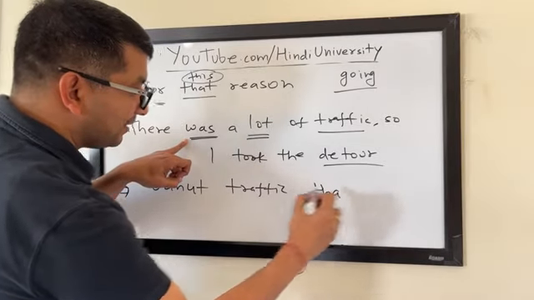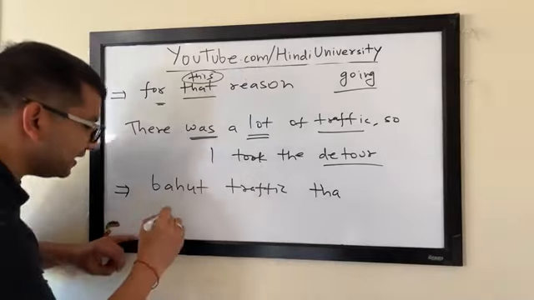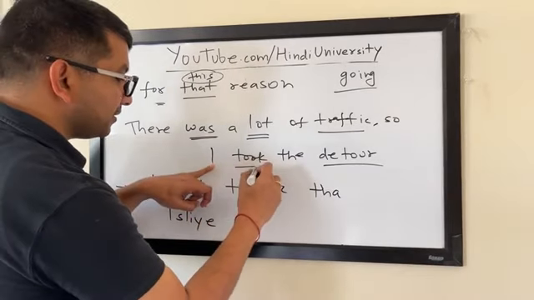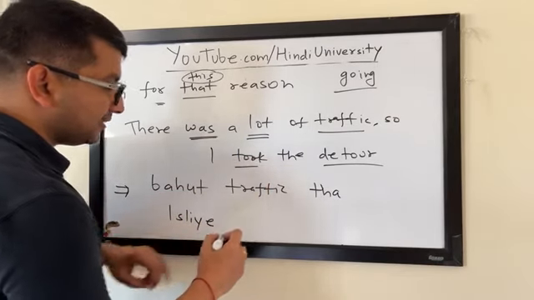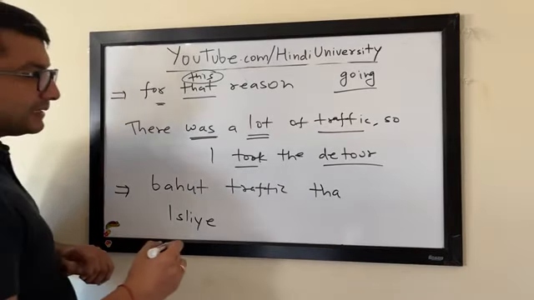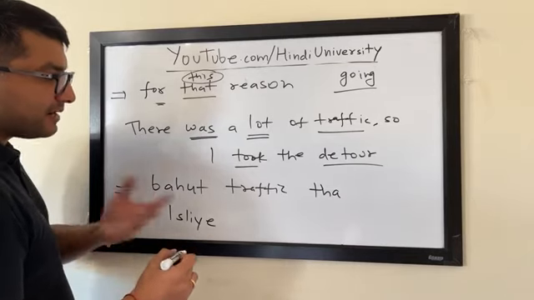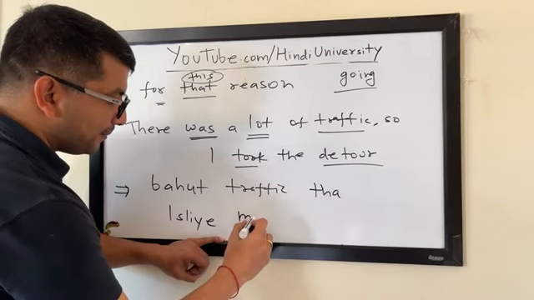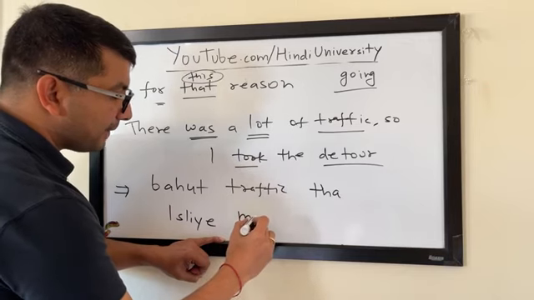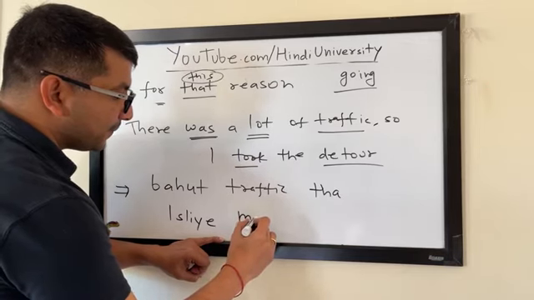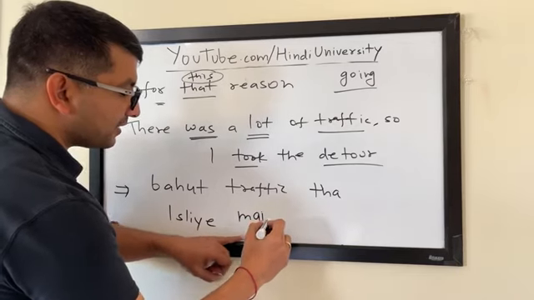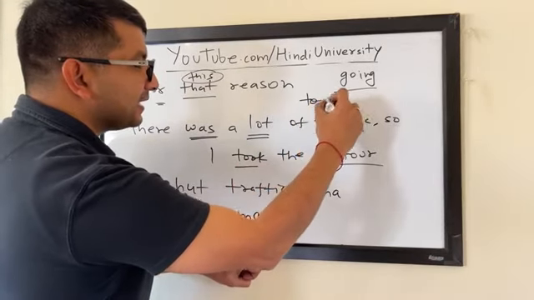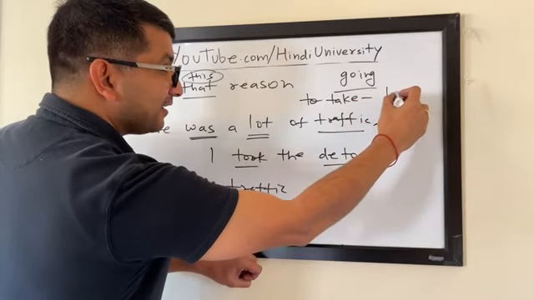Bahut traffic hai, and tha: bahut traffic tha. If you want to say present tense, "hai isliye", sorry, no, keep going: bahut traffic tha isliye I took the detour. Main detour. Okay, "to take" is what kind of verb is it? Transitive or intransitive? You take something, right? So you took it. So "me" detour. Past tense with a transitive word. So you have a "ne" along with a postposition. What is "to take" in Hindi? Lena. Very good, lena. Okay.